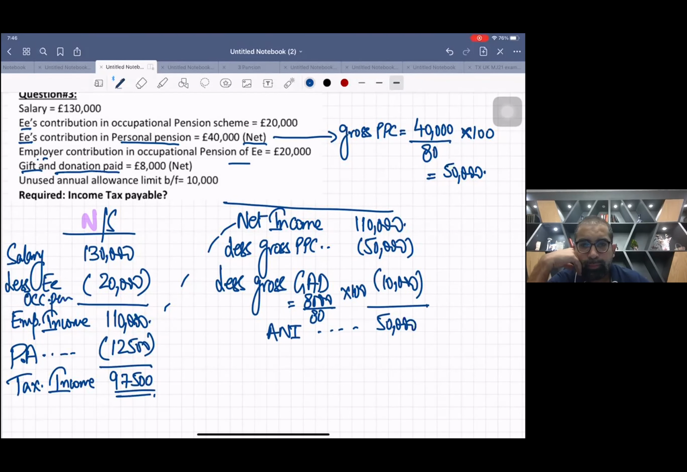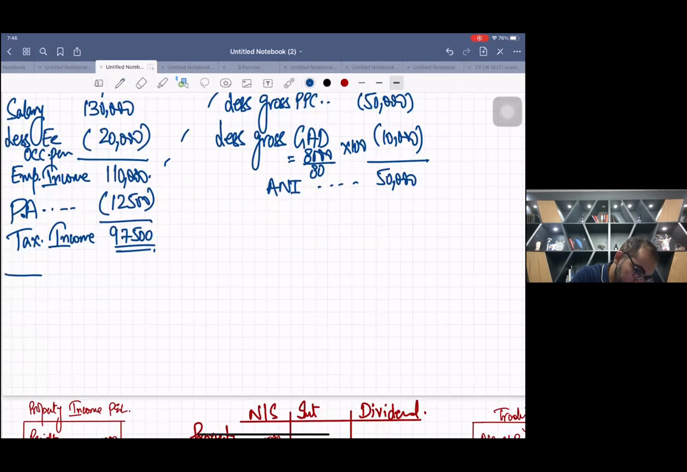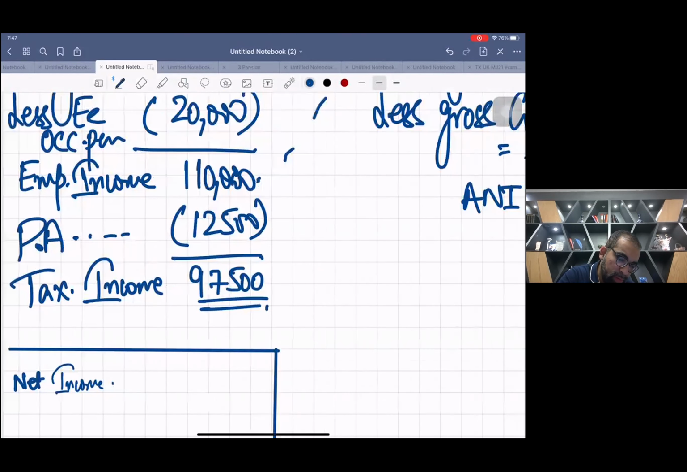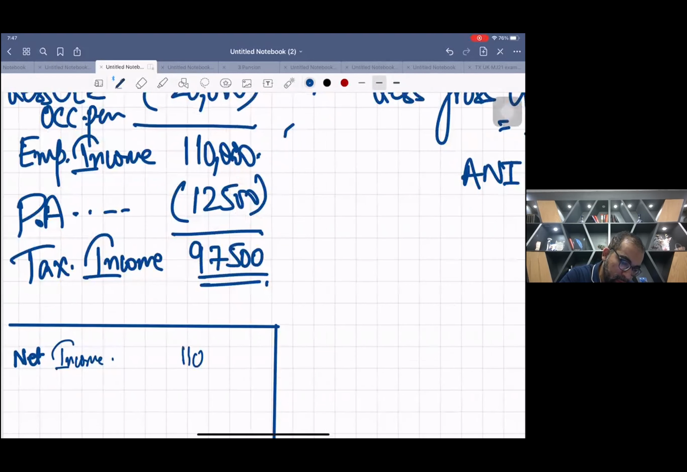Okay. Now, there is one more working which we should not forget, and that is the adjusted income working, AI working. Because the AI hits your annual allowance. So let's do the AI working. First of all, you will write your net income. In this question, your net income is 110. See, this 110 is the net income because there is no qualifying interest. So 110,000 is your net income.